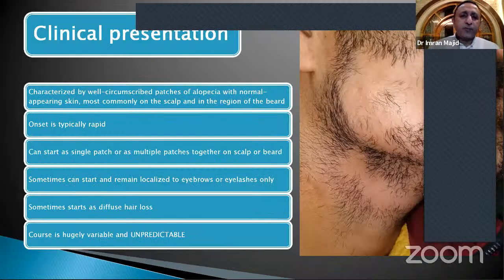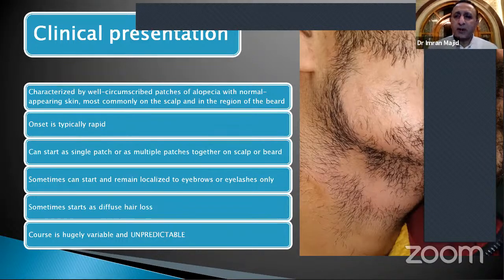Clinical presentation of alopecia areata. We all know that alopecia areata is a very common disease and we can diagnose it quite easily. It's characterized by well circumscribed patches of alopecia with normal appearing skin, most commonly seen on the scalp and in the region of the beard.